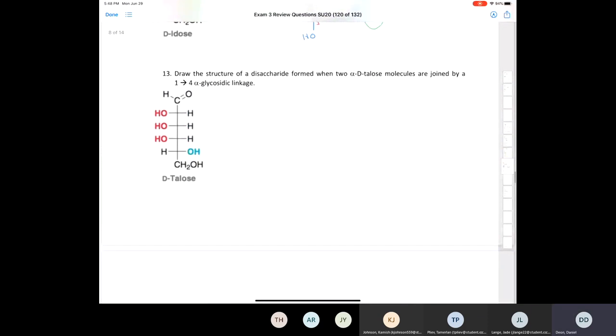So first we're going to start by drawing alpha D-talose. What did I show you in the last problem? I said we're going to start by drawing our six-membered ring with our oxygen in the top corner like that. We're going to have our CH2OH up here. All sugars are going to start with that. You can number the carbons 1, 2, 3, 4, 5, and 6.